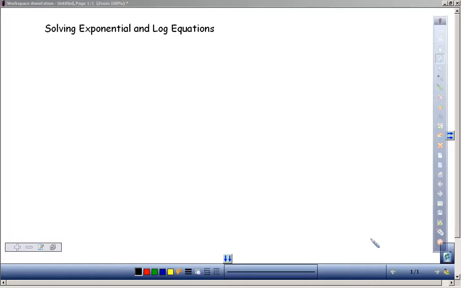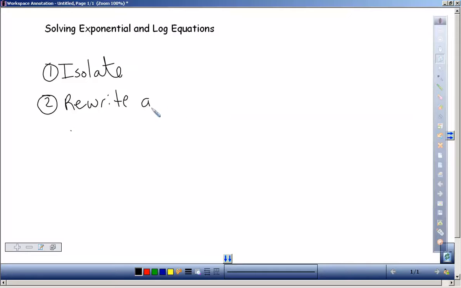The reason we do this is that's how we solve exponential and log equations, by rewriting it as the other function, and that way we can solve. As far as steps for solving these equations, our first step is still going to be to isolate the function. That's kind of been the theme for the past couple of units. We have to actually get the exponential by itself or get the log by itself, and then once we have it by itself, we are going to rewrite as the opposite function.